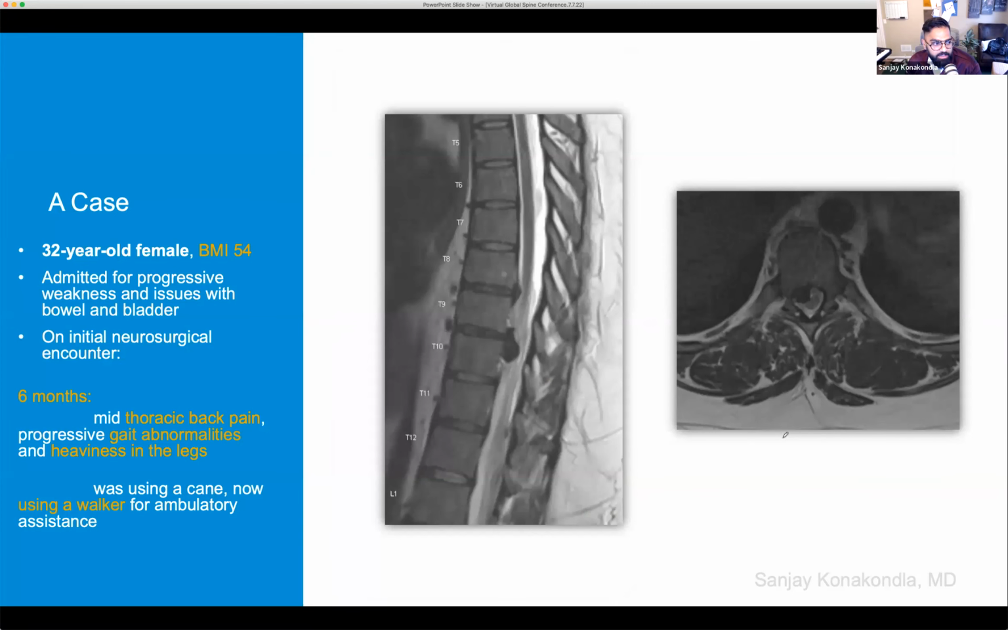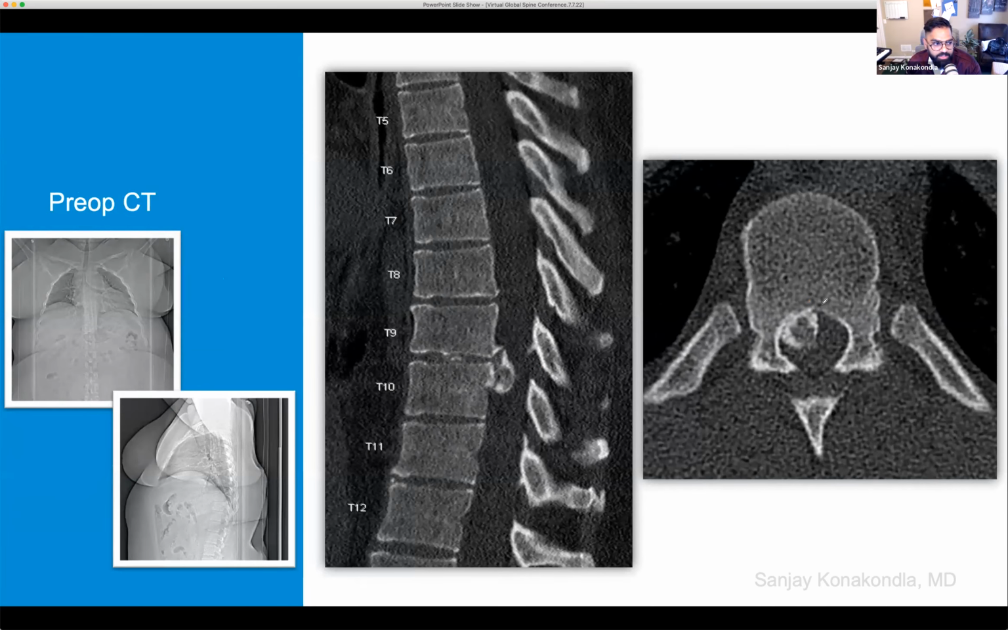Another similar case with some nuanced challenges is this 32-year-old with a BMI of 54 who had, again, severe myelopathy, and, no kidding, because of this large, again, T9-10 disc. And it's not only a large disc, but it's also caudally migrated with some significant implications there. You can see it's taking out maybe about 35% of the canal there and displacing that spinal cord towards the left side and dorsally. So, again, always do a CT, and this is what you find.